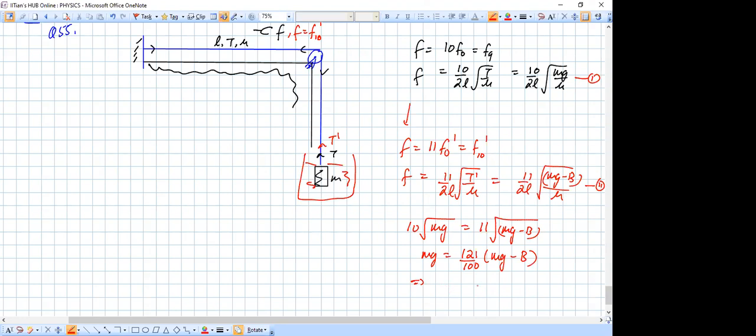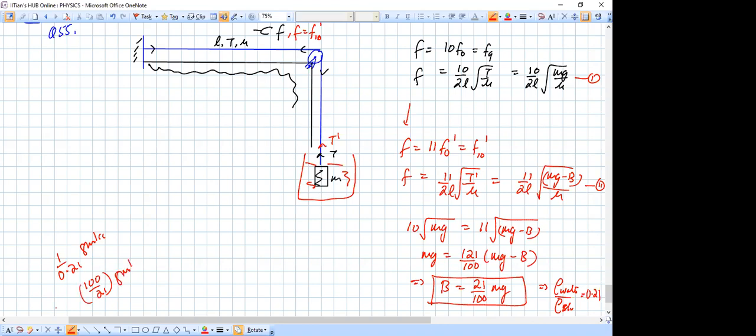So that means your buoyant force is becoming how much? Your buoyant force is becoming 21 by 100 times mg, isn't it? Something like this. So that means the density of water divided by density of the block is 0.21. So density of water is 1 gram per cc. So from that you will get 1 upon 0.21 gram per cc, or 100 by 21. That will be the density of the block.